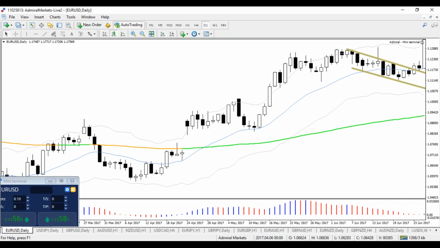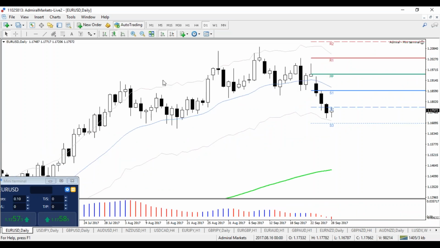Now you should see them eventually. I'm not sure if you see them now, but do you see these pivot points?